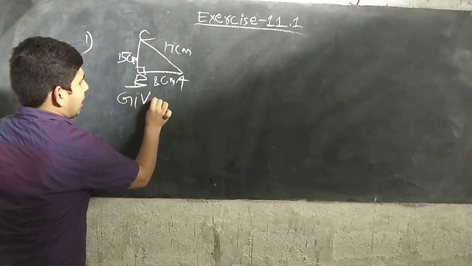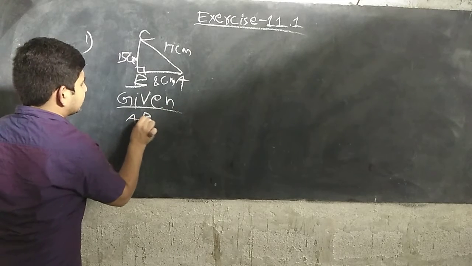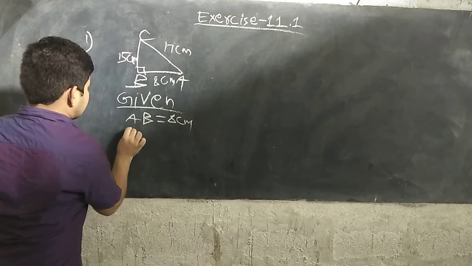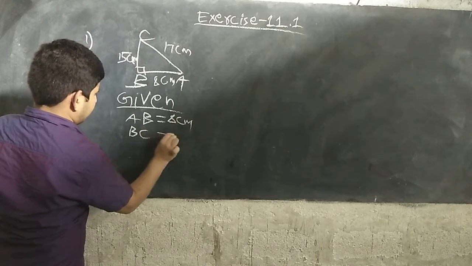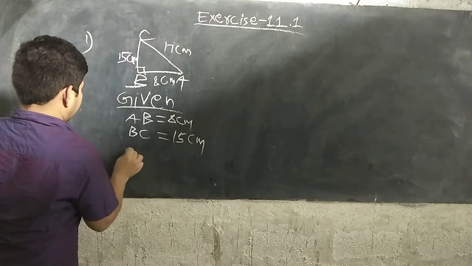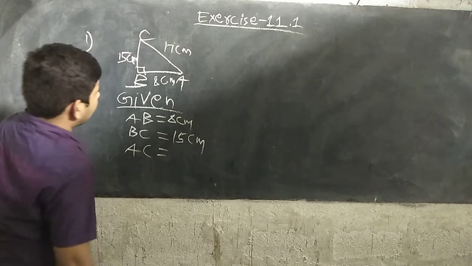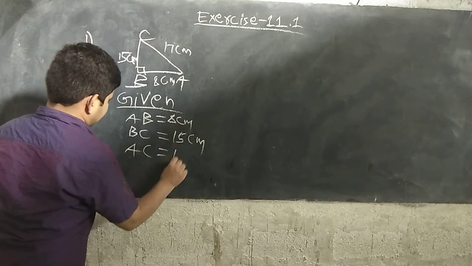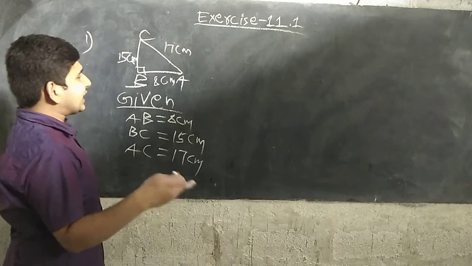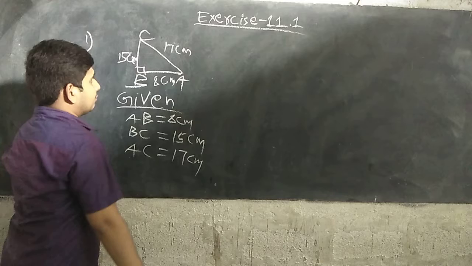Given that data, we have to write in the answer sheet. Given AB equal to 8 centimeter, BC equal to 15 centimeter, and AC equal to 17 centimeter. Always remember that the longest side represents the hypotenuse in a right angle triangle.